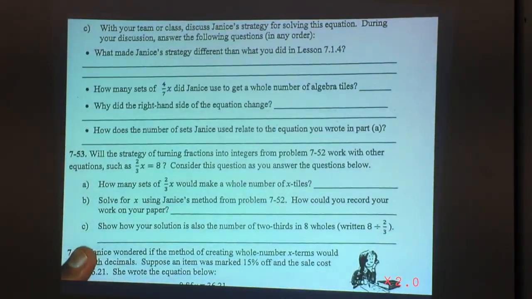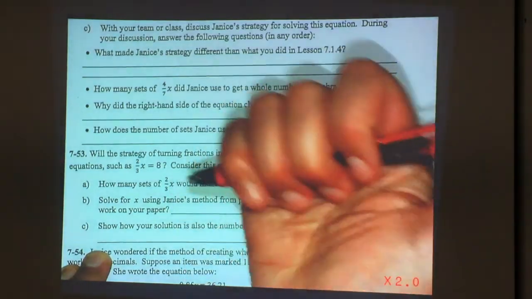With your team or class, discuss Janice's strategy for solving the equation. During your discussion, answer the following questions in any order. In any order? That's going to make me crazy. What made Janice's strategy different than what you did in the lesson from the day before? Okay.